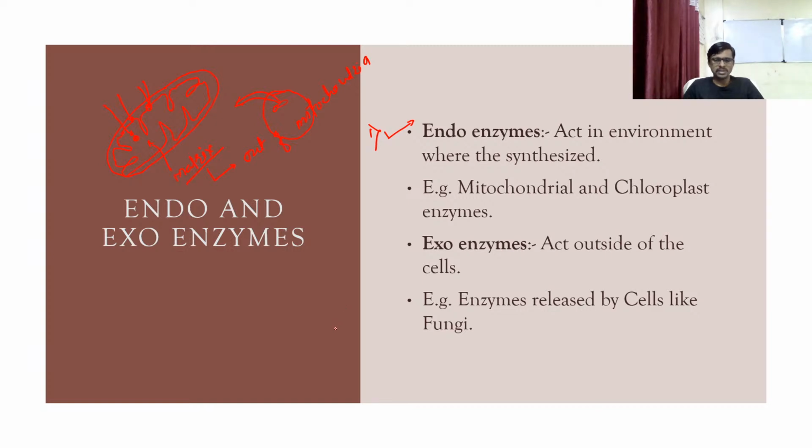These are examples of endoenzymes, and there are also exoenzymes. What we discussed in the last slide, the accidental discovery of the enzyme, was the exoenzyme, because outside of the cell they can conduct a reaction. So we can say they are exoenzymes. Exoenzymes can catalyze the reaction outside of the environment where they are synthesized. These enzymes are released by cells like fungi. So what is fungi? Let's see, for example, this is a fungi.